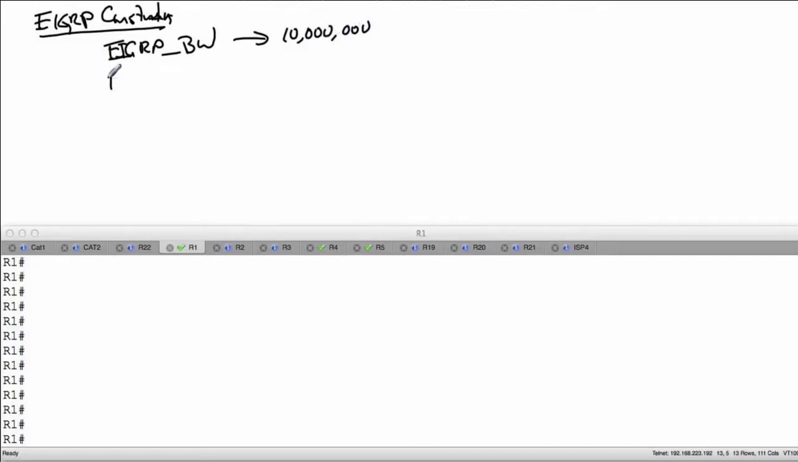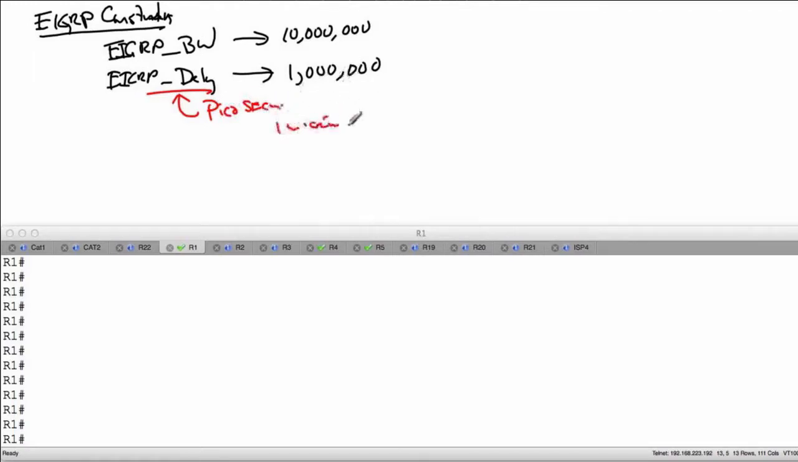The next one is going to be our EIGRP delay, and it's going to be 1 million, and it's also going to be in picoseconds, where 1 microsecond equals 1 million picoseconds. Hopefully we'll never have to worry about that computation.